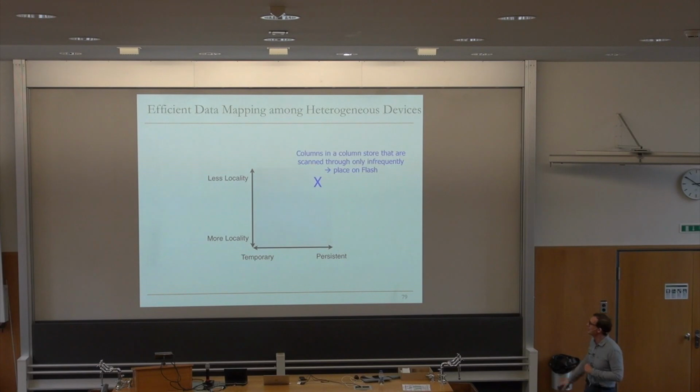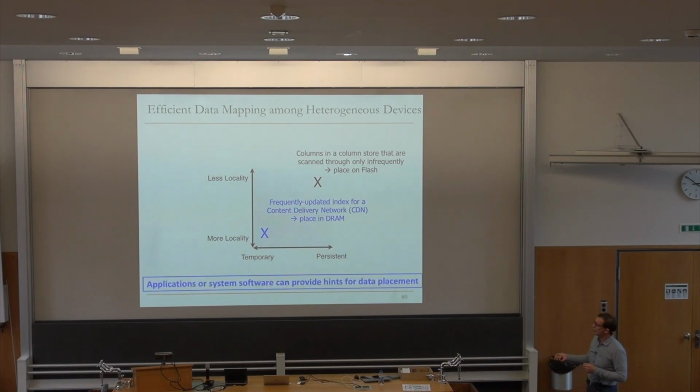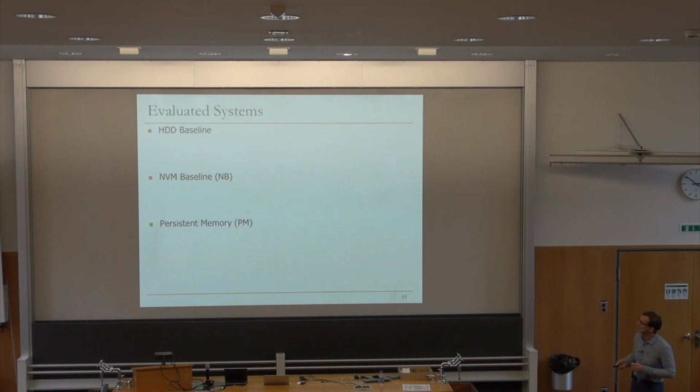This is, again, as I said, streaming data. It needs to be persistent. It doesn't have a lot of locality. Maybe it's good for keeping in the flash or hard disk, where you have good streaming performance. Or if you have a frequently updated index for a content delivery network, this doesn't need to be persistent because you can always recreate the index as to what you should access. You can place it in DRAM because it's frequently updated and you have more locality. Of course, you can consider other characteristics like endurance as well, right? Basically, you can provide hints for data placement using the persistent memory interface. That's one of the ideas of this.